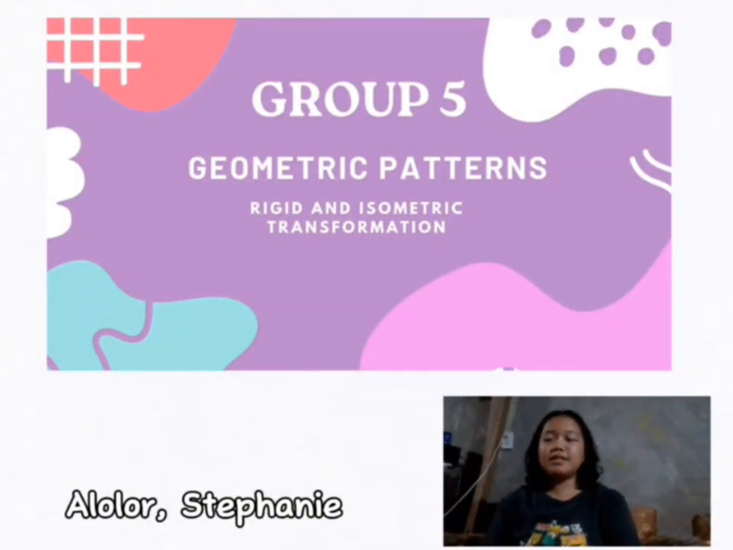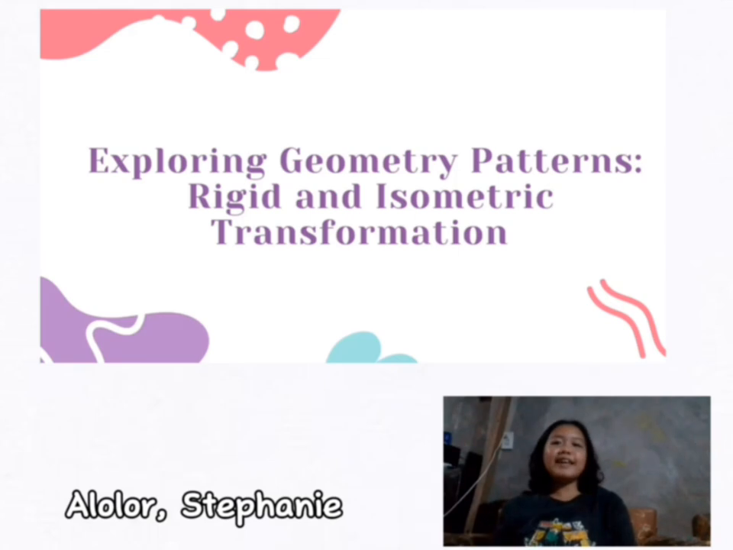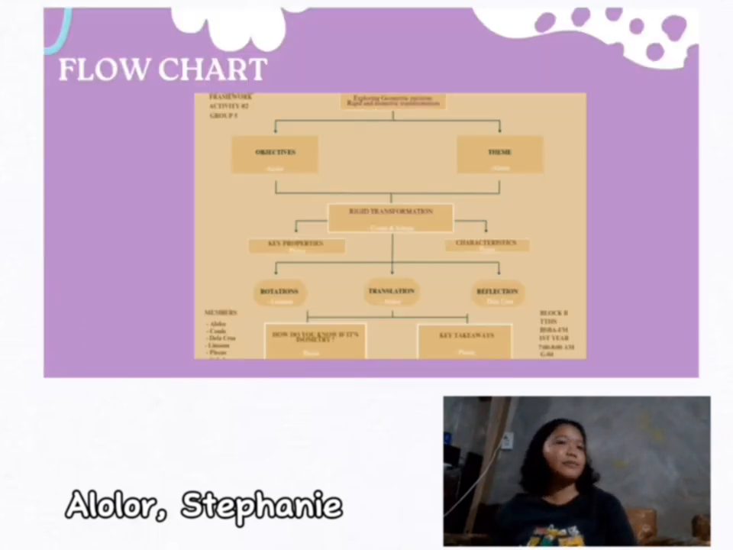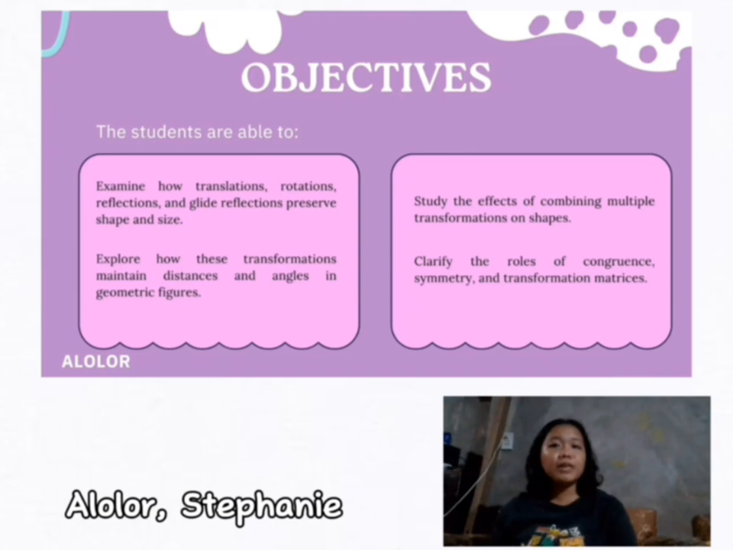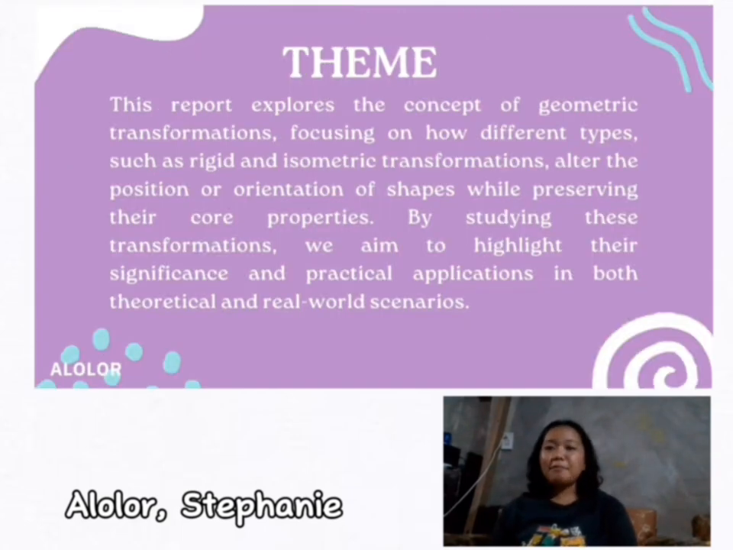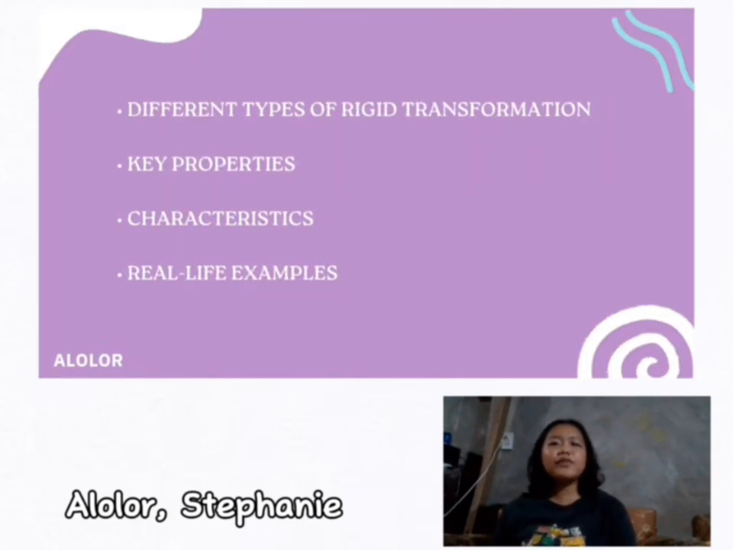Exploring geometric patterns, rigid and isometric transformation. Today, we will be discussing the rigid transformation and its types. But before that, we must present the flowchart that outlines the process. It is followed by presenting our objectives and theme. Mainly, we will be learning the different types of rigid transformation, the key properties, and its characteristics.